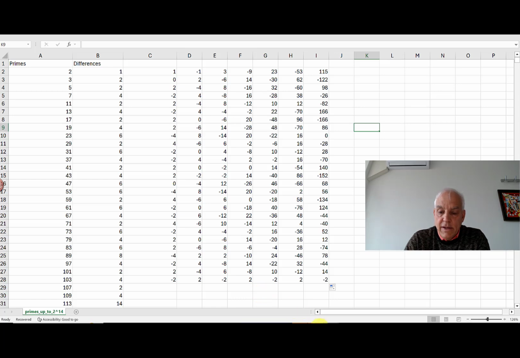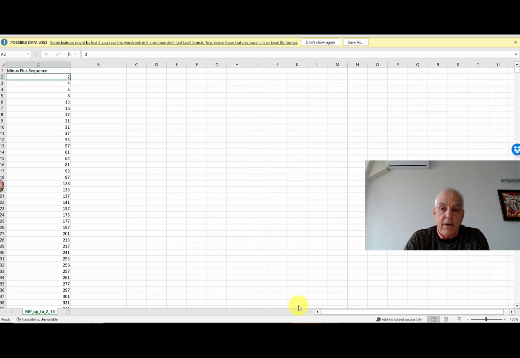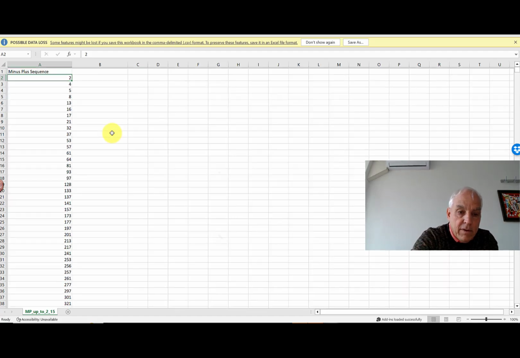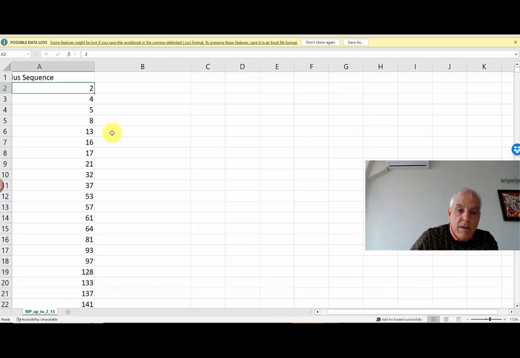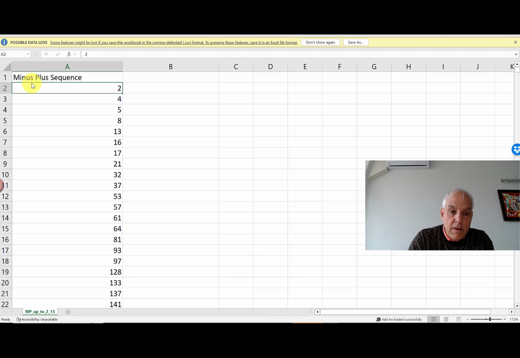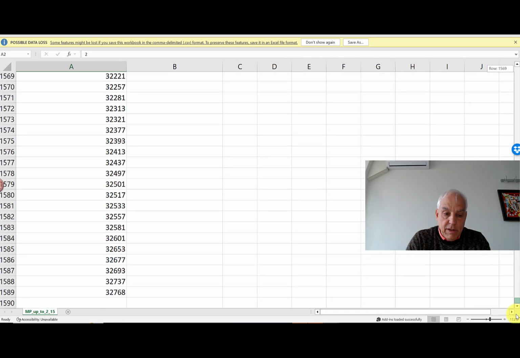So having said all that, let us turn to this. This is pretty small, I'll bet. Can I make that a little bit bigger? Okay, so there we go. There's the minus plus sequence, okay? 2, 4, 5, 8, 13, 16. And this is the spreadsheet that ChatGPT has just created for me. Another great application, right? So I have the spreadsheet here down to, presumably, 32768, which is 2 to the 15.